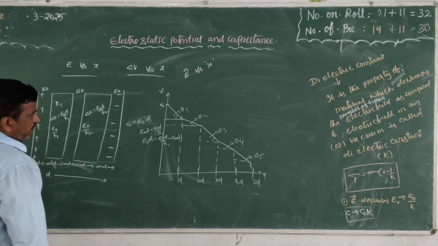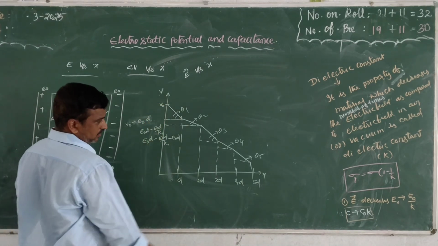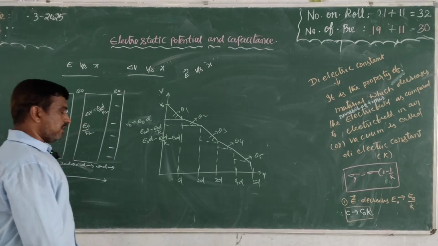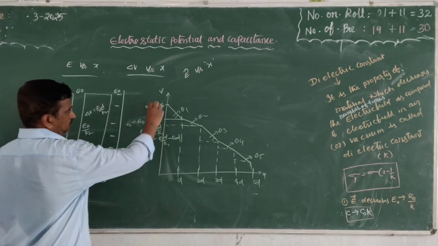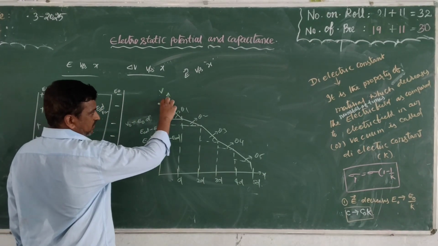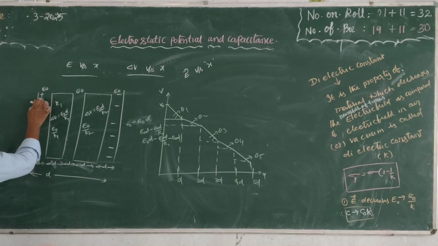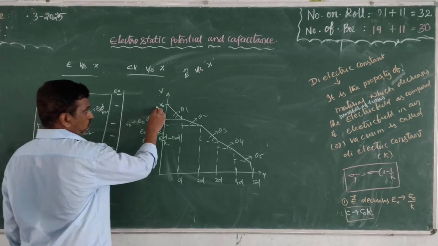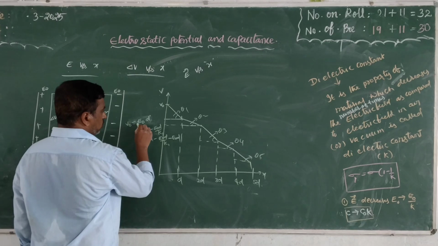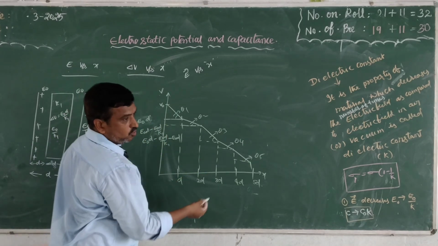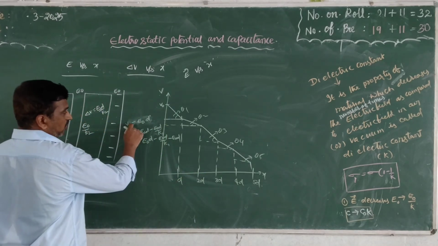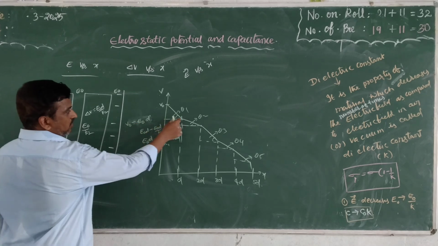See once again, it is potential, it is x distance. Here, the maximum potential is V naught, and it changes. Why? Because along the electric field, potential decreases. That's why V naught changes to V naught minus E naught d. Subtracting E naught d from V naught, we get the potential here.